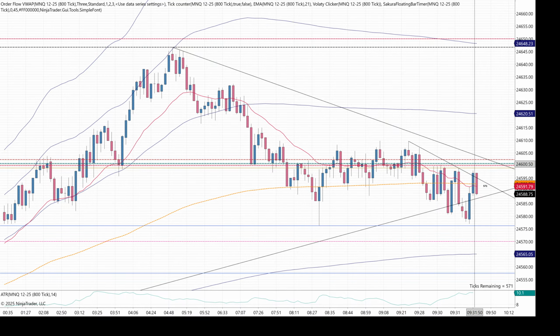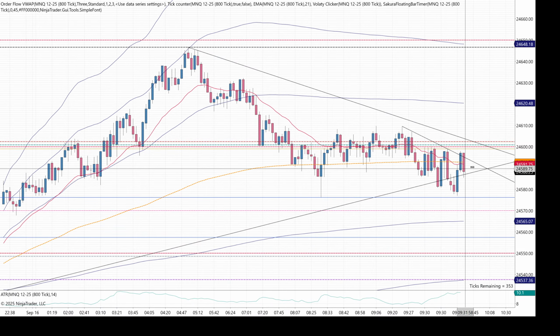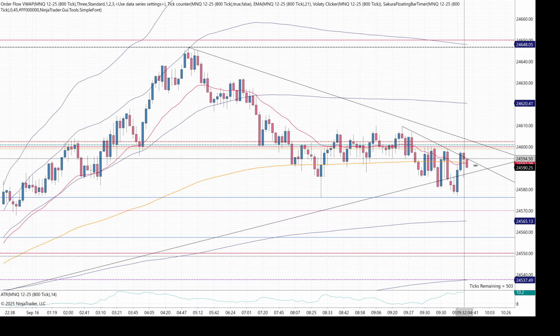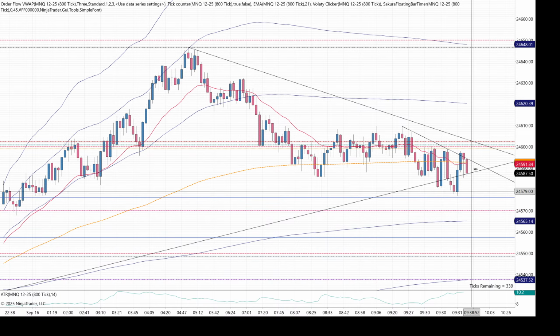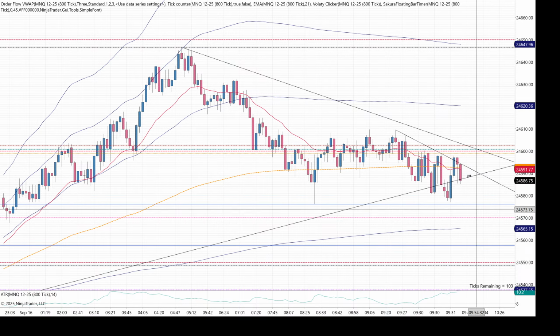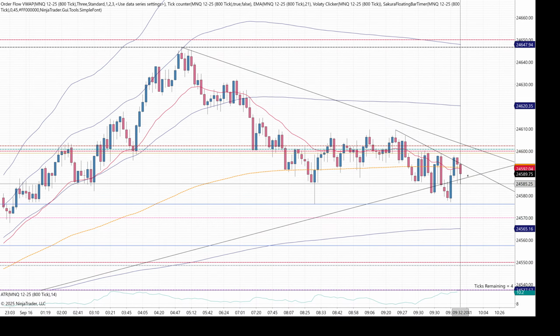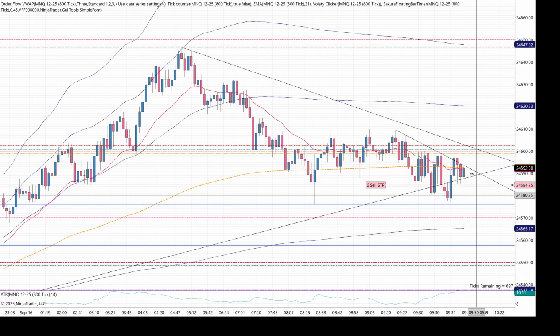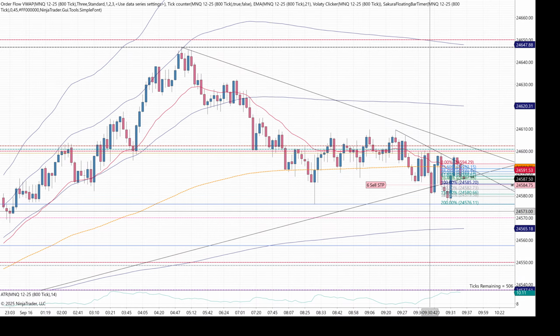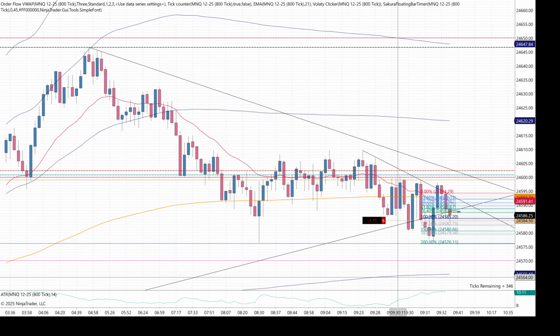We have all this resistance overhead. This could be our signal to go lower here, this candle, if we can get a close below. Yeah, not really, that's not going to be a signal anymore. But this is potentially going to be a signal. Alright, we're in.